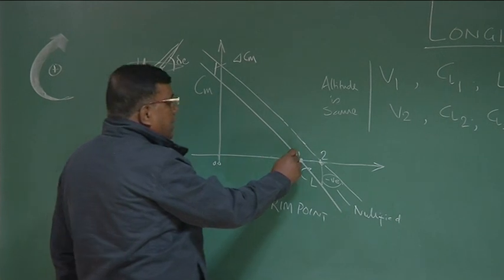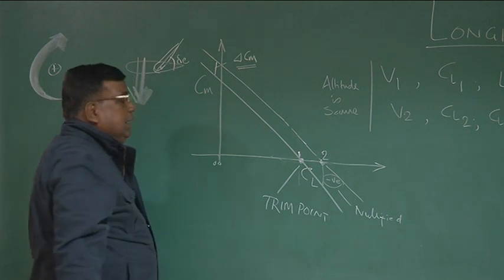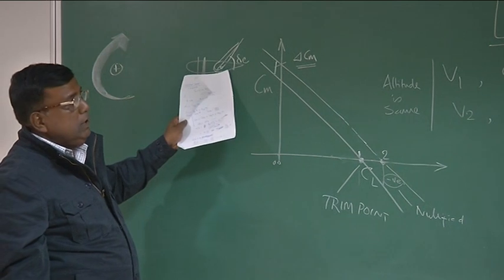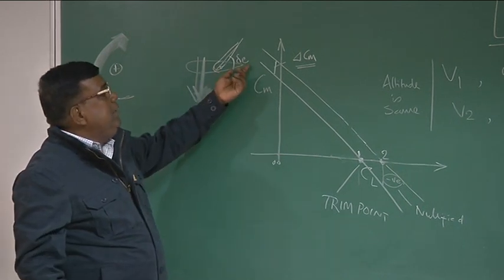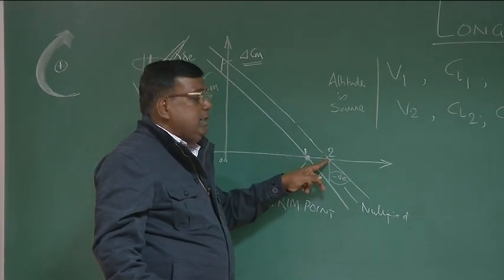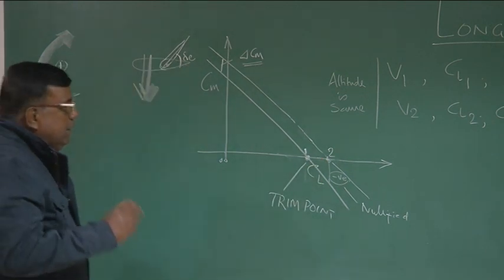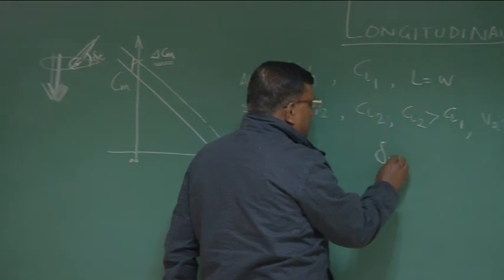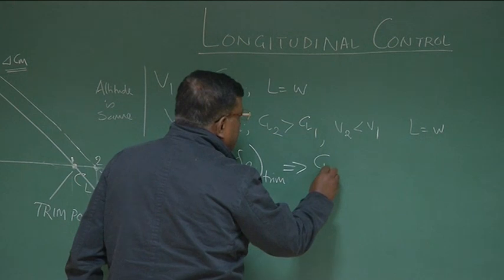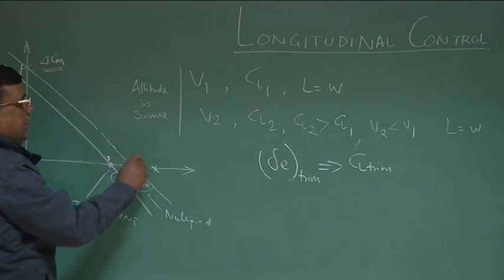Only thing, if I want to fly from 1 and step up to 2, I have to generate this much of Cm, delta Cm. And who helps us to generate this? Elevator deflection. So one question would be, how much elevator do I have to deflect to get equilibrium at Cl2? That is one of the questions we will have. So that is basically what we are looking for in longitudinal control. What is the delta E trim required for different Cl trim? That is, if I now want to fly here, how much delta E is required?